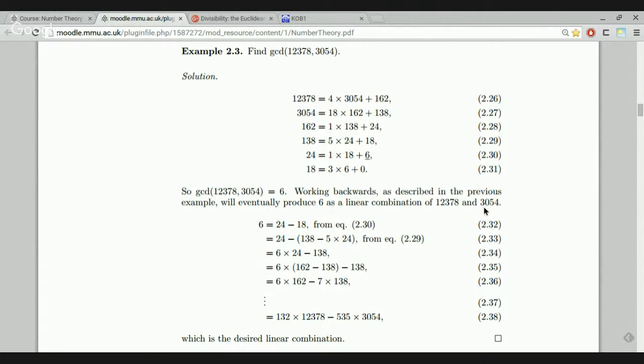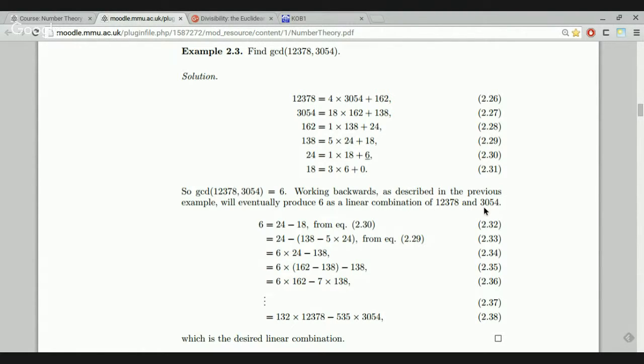So I've got 6 is 24. So sorry, I'm not replacing the 138 yet. Sorry, I skipped over myself. Here I'm replacing the 24. You always replace the smaller one. Here we see 24 is a combination of 162 and 138. So we use that combination to get rid of 24, then collect together coefficients. Now we've got 6 as a linear combination of 162 and 138.